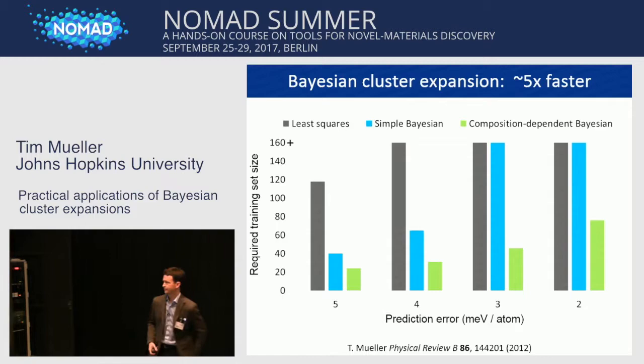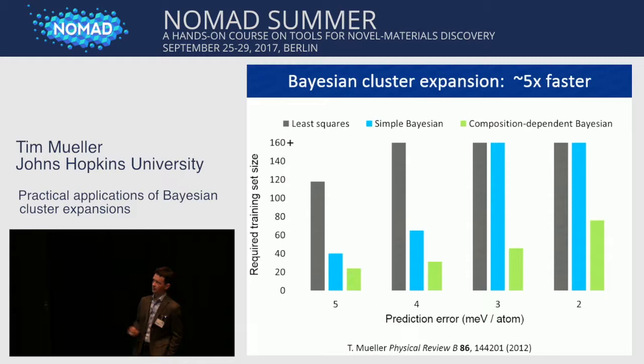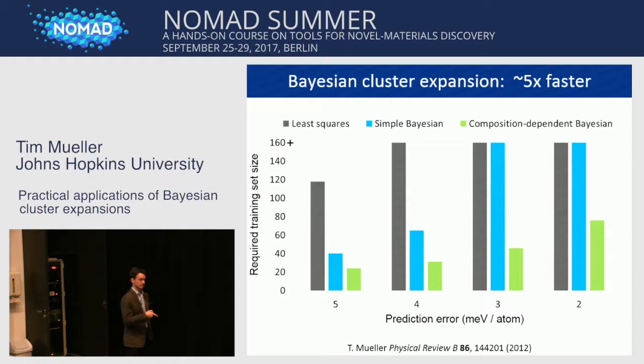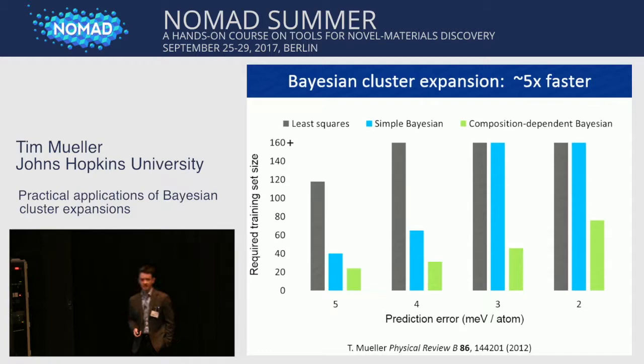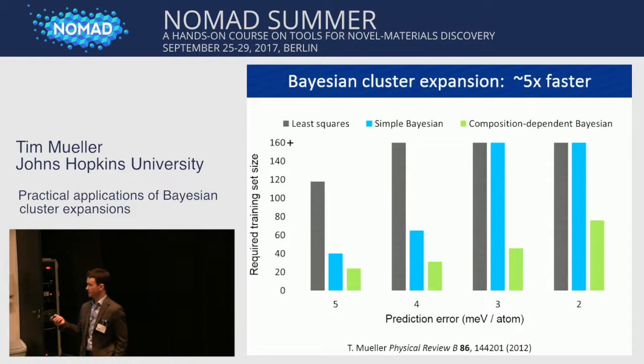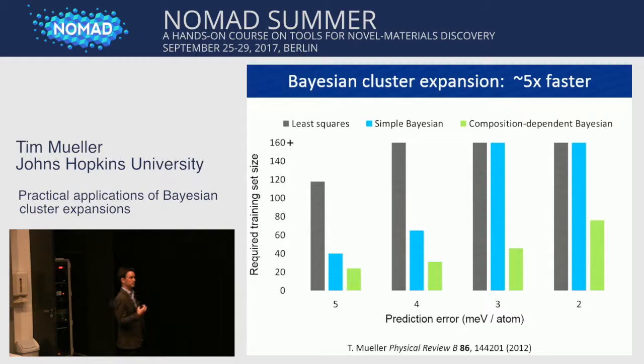And so for the least squares fit, if I want to get within 5 meV per atom of DFT, I need to include nearly 120 different structures in my training set. If I do just the regular straightforward Bayesian approach that I told you, the same one I used for Pt3, I only need about 40 structures in my training set. And if I then go further and I allow the ECI to vary with composition, I need a little over 20. So the Bayesian approach reduces the size of your training set in this case by roughly a factor of 5. That's a significant speedup in your calculations.